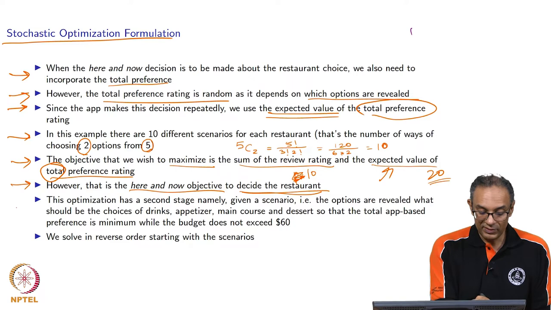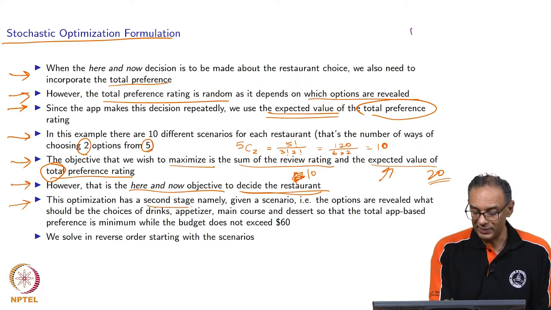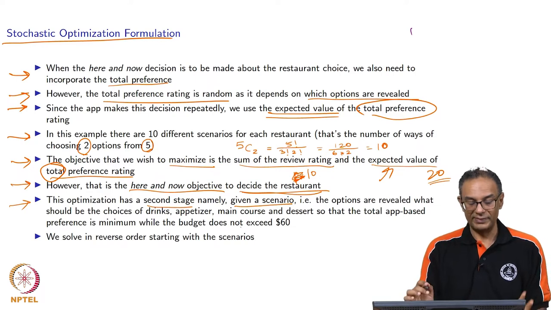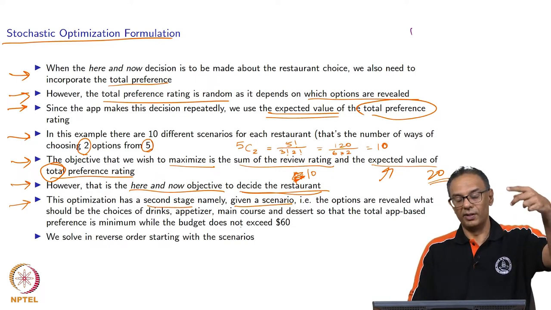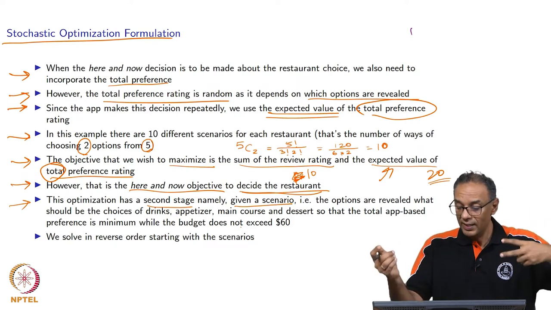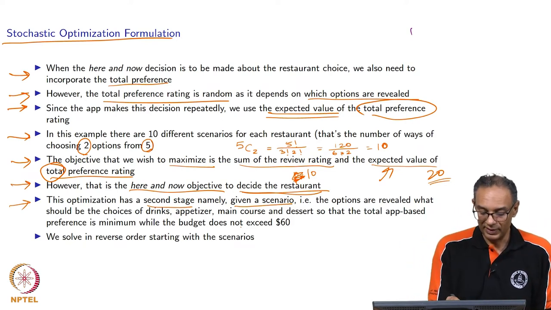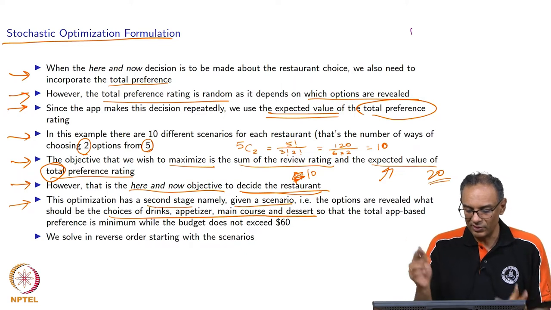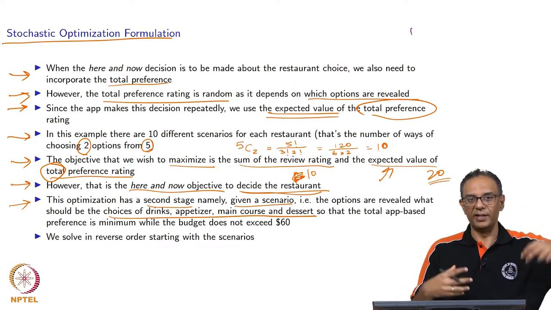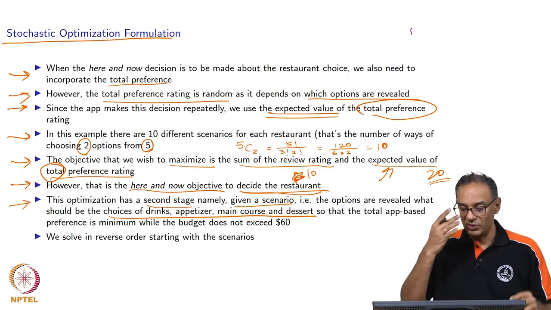Now, there is also a second stage, like I was telling you earlier. Given a scenario, so like I said, let's say I do a say 2 and 5 options are revealed for restaurant A, then you need to decide which of these choices to make. So, there are two stages. First stage, you decide which restaurant. Second stage, you decide which of the choices you want to select.